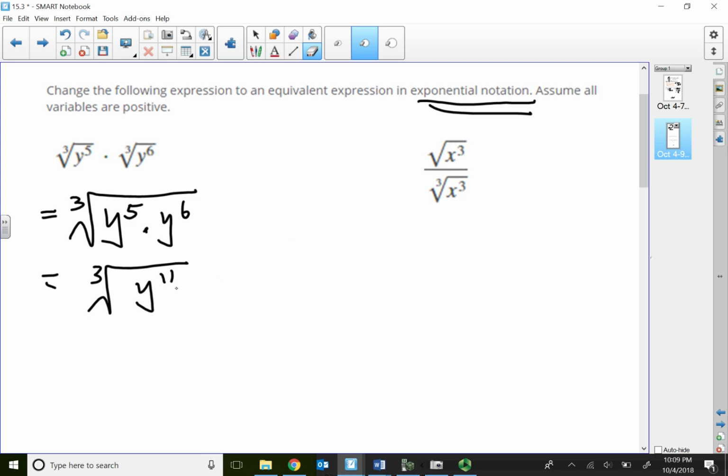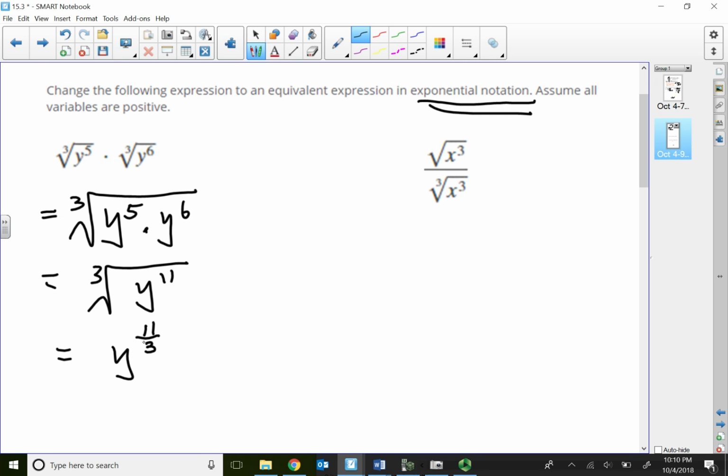So now I'm going to go back and convert them into a fraction exponent. Exponential notation here will be a fraction exponent because I'm dealing with a radical. My base is still y. The denominator is the root, which is 3. The numerator means my base is raised to that power inside the radical. So this becomes y to the 11 over 3.